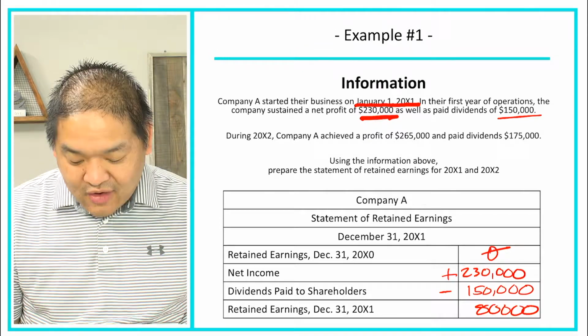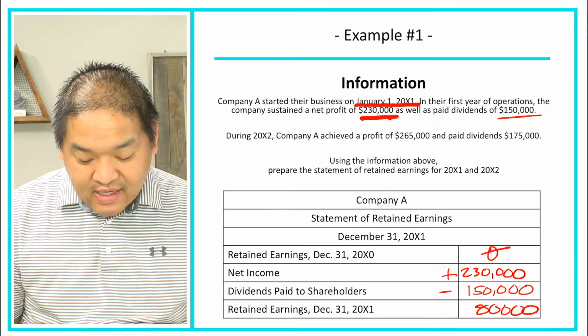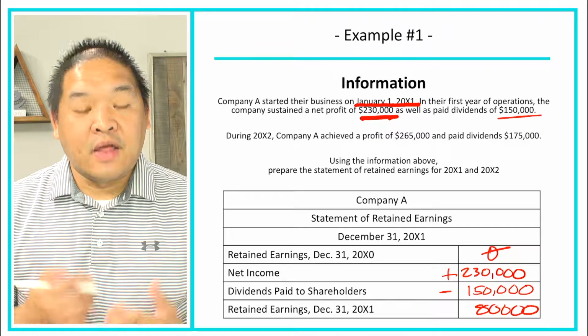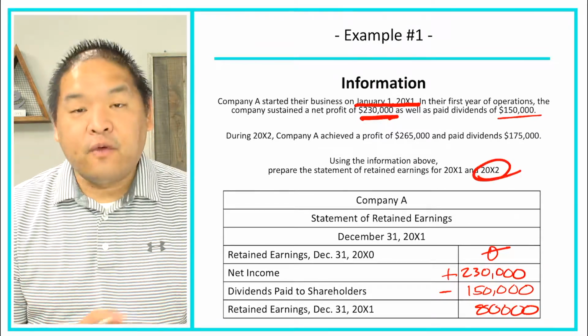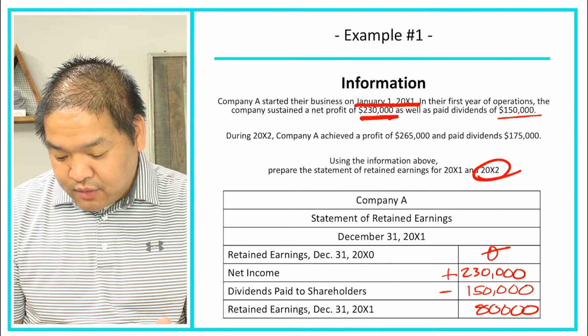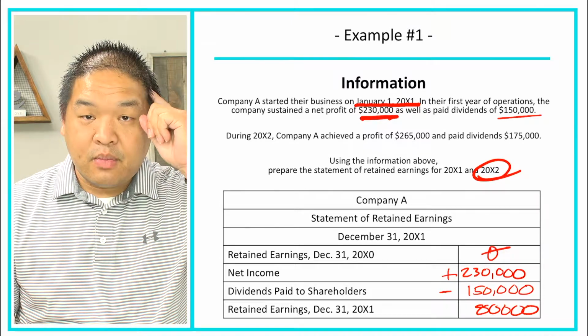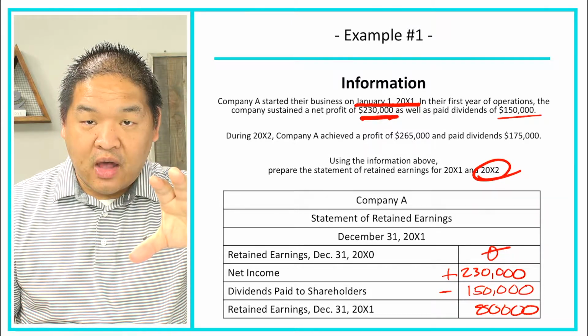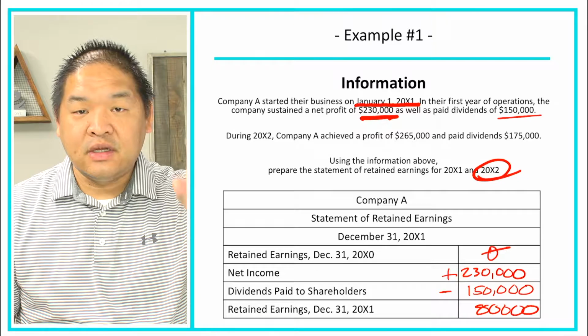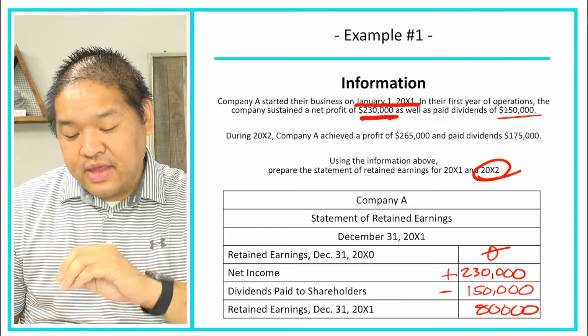All right, so $80,000 is our retained earnings at the end of the year. Now this question wants us to move forward to 20X2. So let's go ahead and move forward to 20X2. Remember, we ended the year with $80,000, which means we're going to start the new year with $80,000.